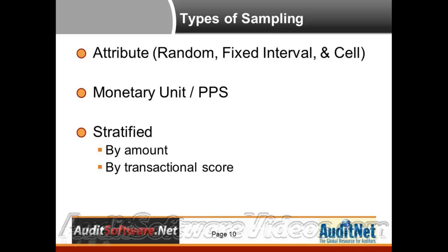Stratified sampling is going to be by amount or by transactional score, and I kind of threw that in there. Most people just do it by amount. Maybe by department type, by employee type, but I threw in the transactional scoring part because I think it's useful to start risk scoring your transactions and then looking at it from that perspective.